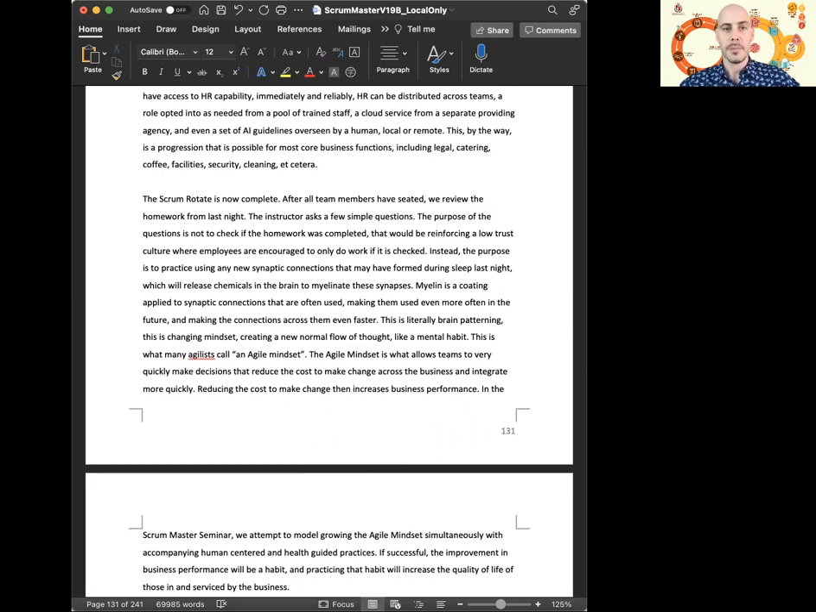This, by the way, is a progression that is possible for most core business functions, including legal, catering, coffee, facilities, security, cleaning, etc.